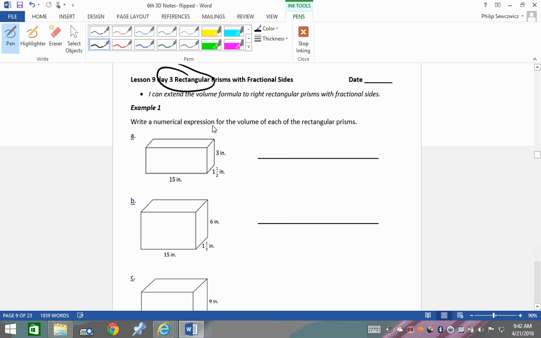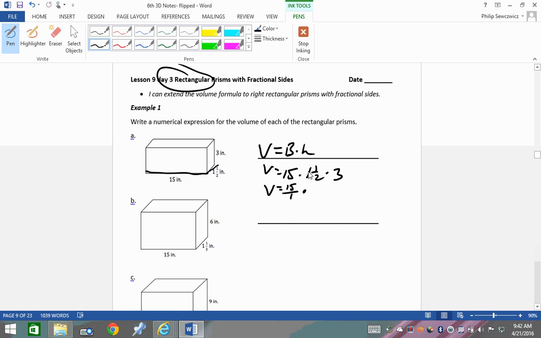So remember here, volume is the area of the base times the height. When we're looking at the volume in this particular case, there's my base, my length, and my width. So I need to do 15 times 1.5 times the height. Here the height is 3. If we're going to multiply, we make everyone into fractions. So 15 over 1. Whole number to fraction, always throw a 1 underneath it.